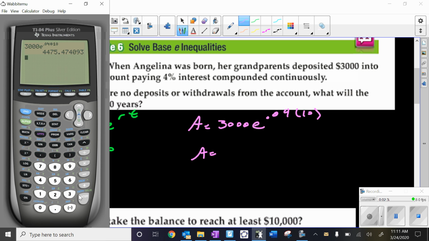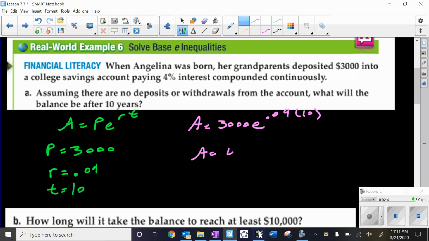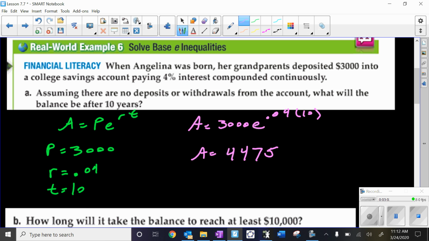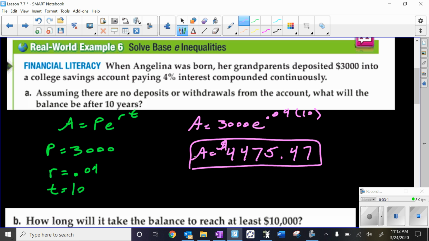Since I'm dealing with money, we're going to go to two decimal places. Ooh, mine was very wrong on my sheet. Let's try this again. 4,475.47. Okay, that's the first one.